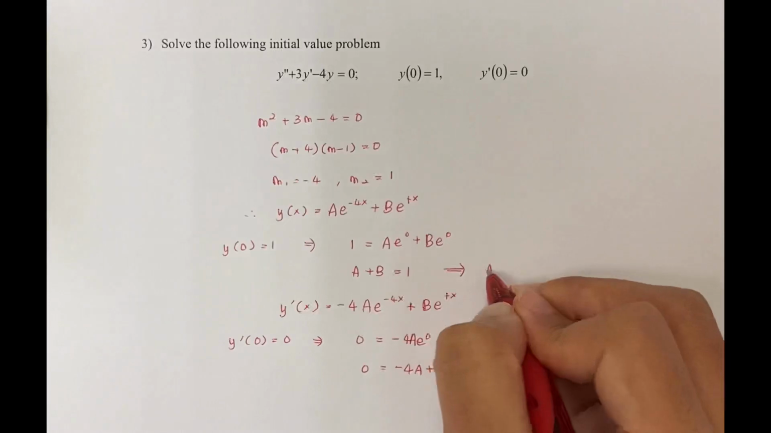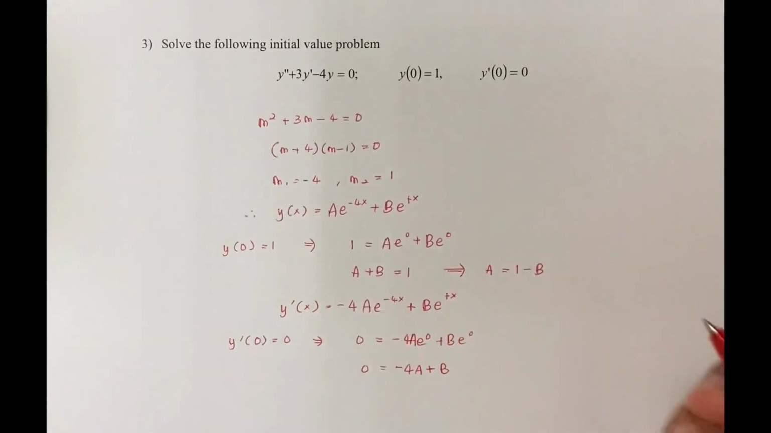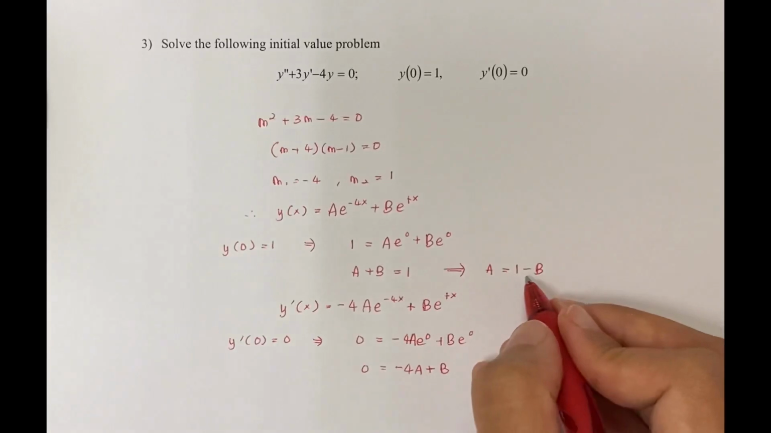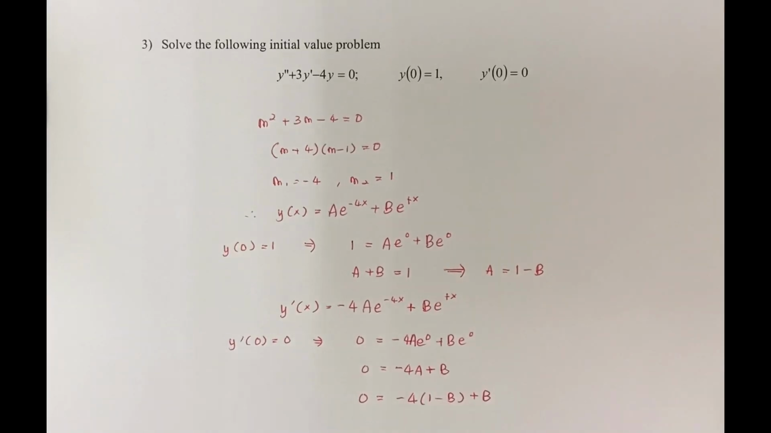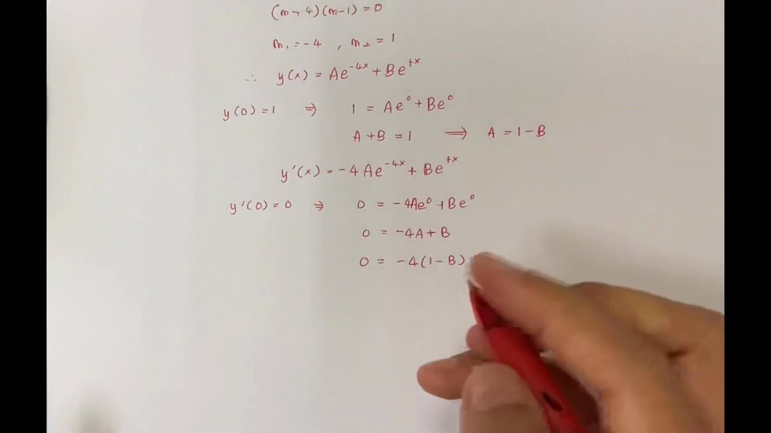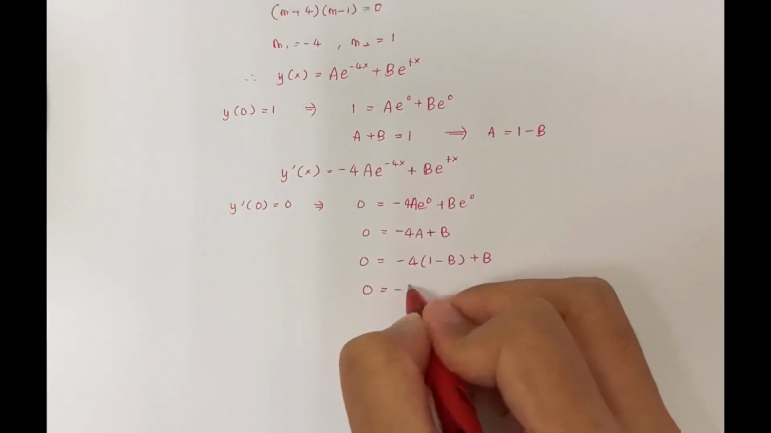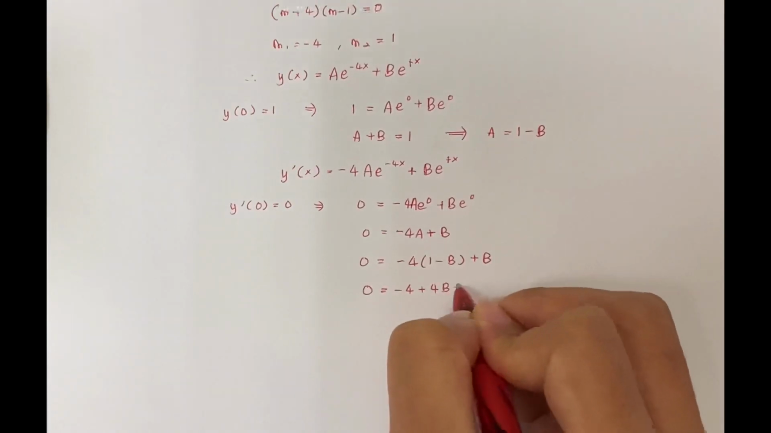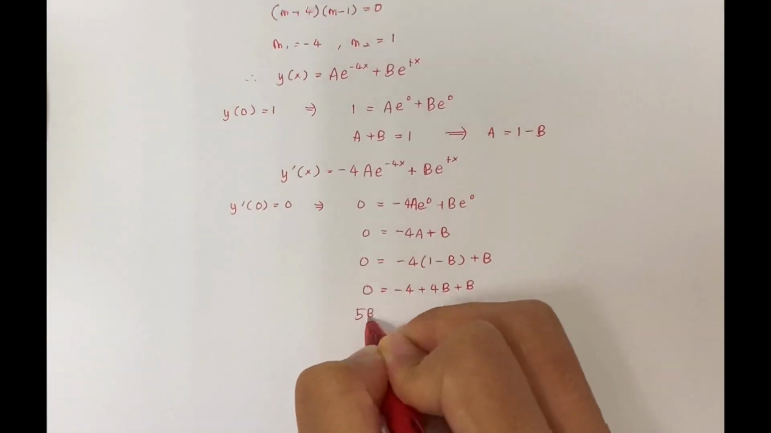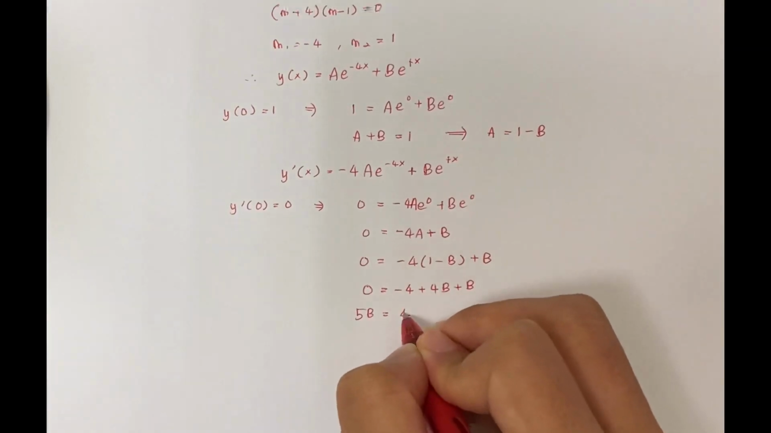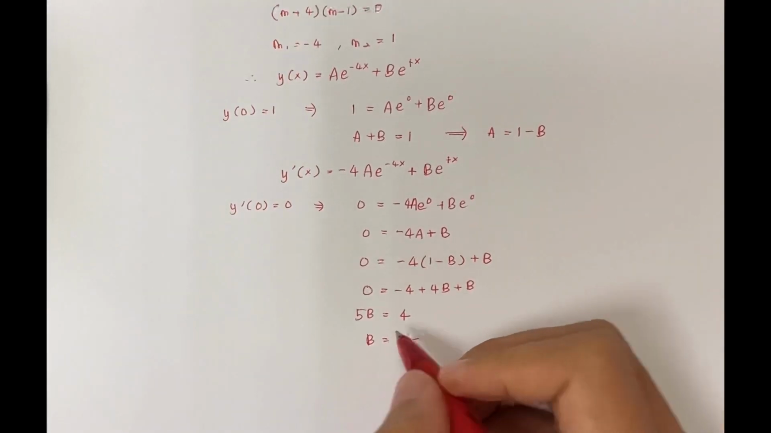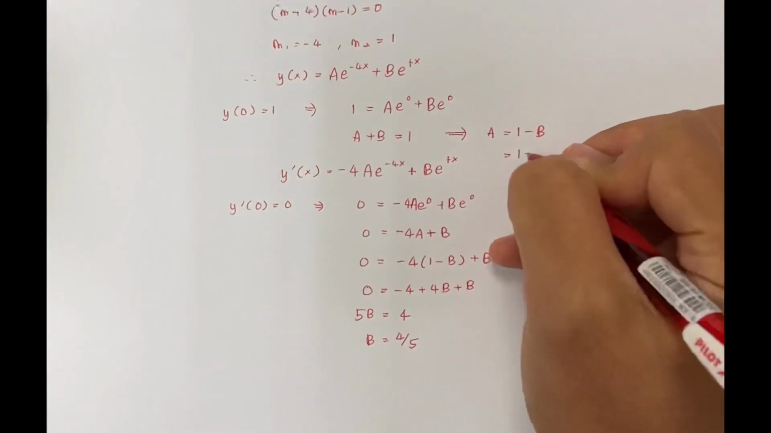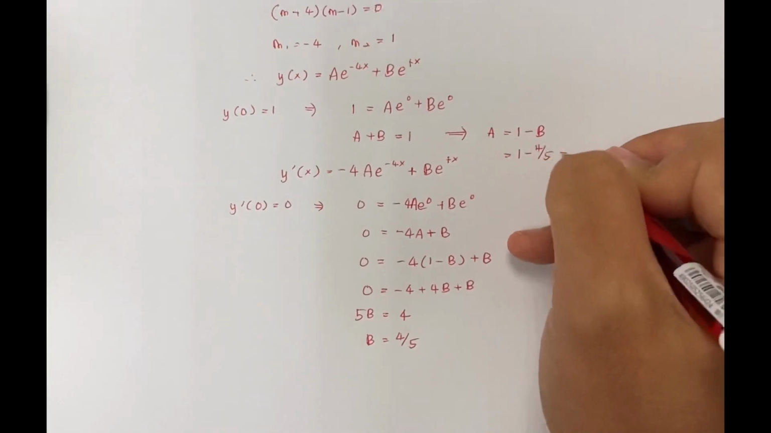So this one, we need to write A as 1 minus B. Then substitute A equal to 1 minus B into this. 0 is equal to negative 4 times (1 minus B) plus B. Okay, so 0 is equal to negative 4 plus 4B plus B. 5B is equal to 4, and B is equal to 4 over 5. If B equal to 4 over 5, then your A is equal to 1 over 5.